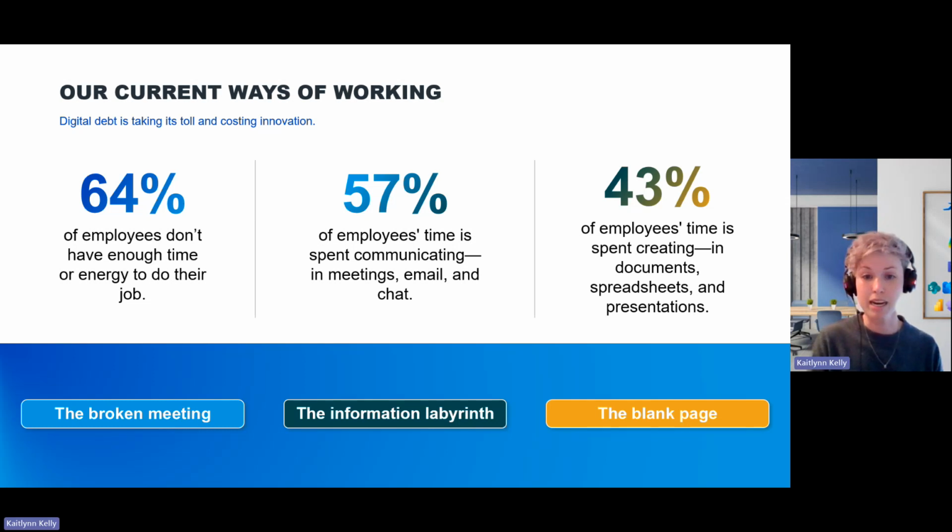First, we have the broken meeting, then we have the information labyrinth, and then we have our blank page. People are in too many meetings, they can't find what they need, and they're too exhausted to create meaningful work. We know that AI can directly impact these issues.